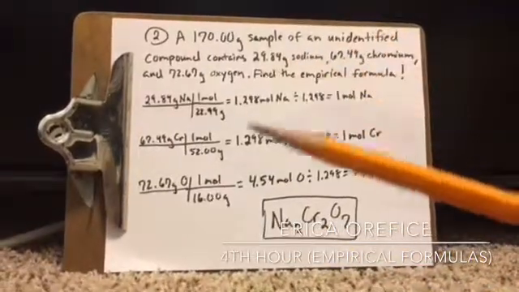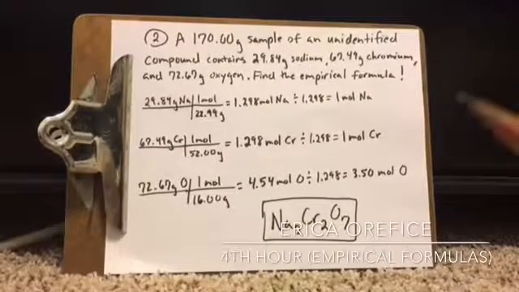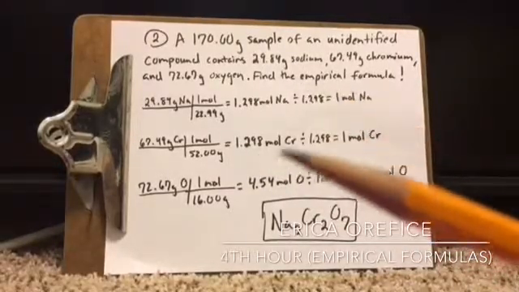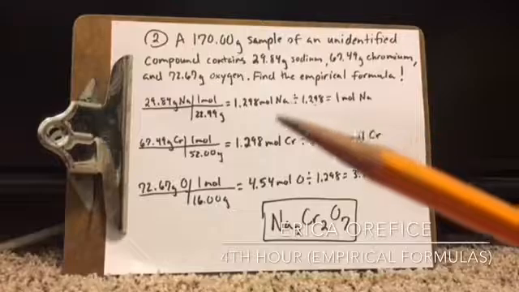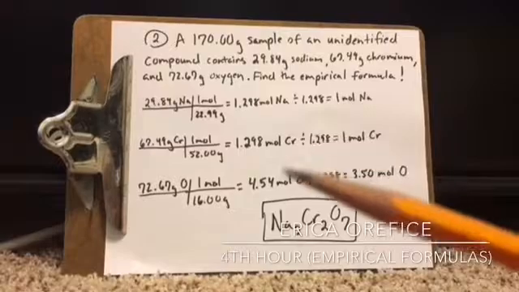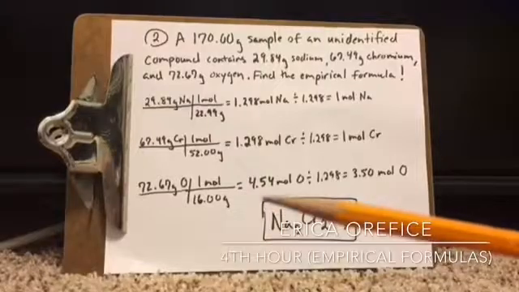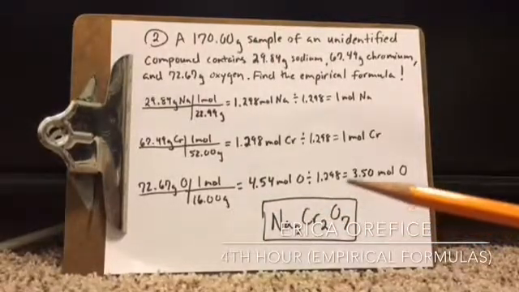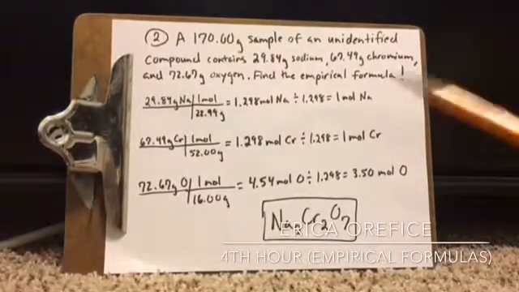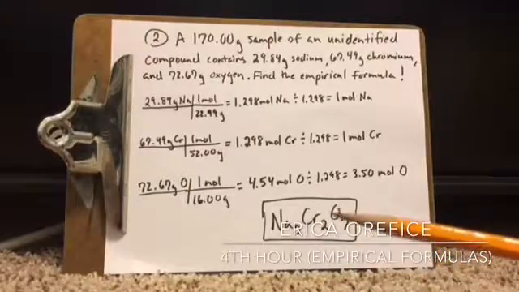We take all of our moles divided by the smallest number of moles, which was 1.298. That is, sodium and chromium are tied. So we divide by that number. So sodium is 1, chromium, that's 1, because they divided by themselves. But then oxygen, 4.54 divided by 1.298 equals 3.50 moles oxygen. You multiply all these numbers by 2, and your empirical formula is right here, sodium 2, chromium 2, oxygen 7.